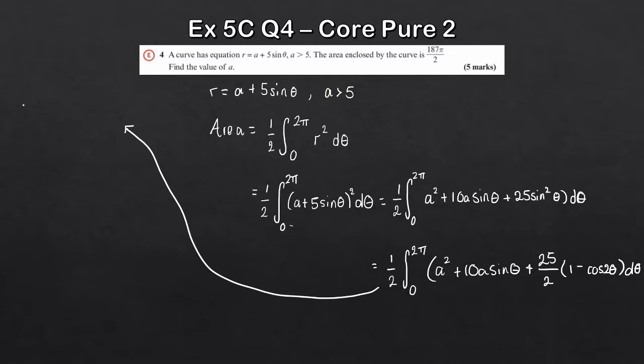What's this going to give us? Well, we've still got a half at the beginning. So it's a half of, so what we're doing now is we're integrating this with respect to theta, so a squared integrated with respect to theta, that'd be a squared theta. 10a sine theta, so if you integrate that, well, what would you differentiate to get sine? You differentiate cos, you get minus sine, so this has to be minus cos here, so it's minus 10a cos theta, like so. This is quite a long amount without room. So expanding across here, so 25 over 2 times 1, and then integrate that with respect to theta, so that'd be 25 over 2 theta.